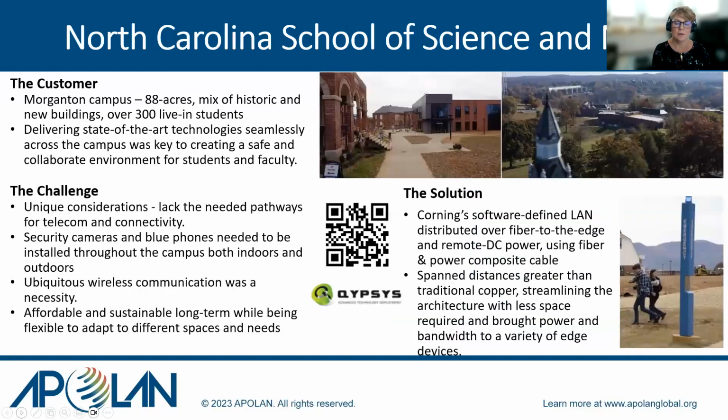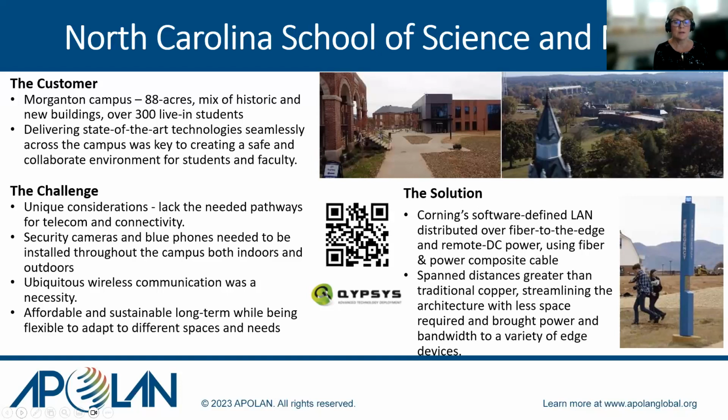So the next example we'll talk about is a school. This is a beautiful campus in North Carolina, the second campus of the North Carolina School of Science and Math. This was a very interesting one because there was a mix of historic buildings that have been there for over 100 years, as well as some brand new buildings on campus. This campus has about 300 living students, so there are also dorms involved.